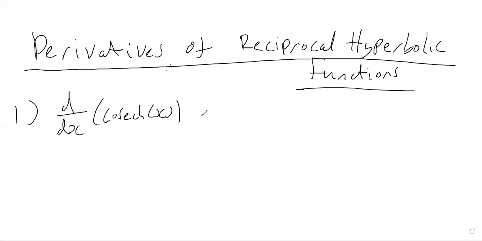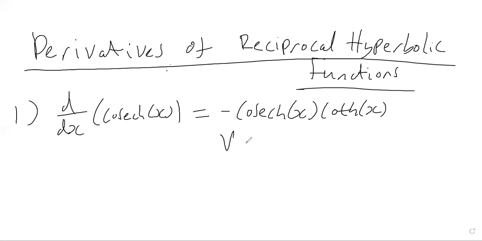And when we did that, the result we got was negative cosech of x multiplied by coth of x. So very similar to how we differentiated cosec, the trigonometric function, but this time it's just the analog of that result, but with the hyperbolic function instead. And where is this function valid? Well, it's valid for all x values in the real numbers apart from 0.